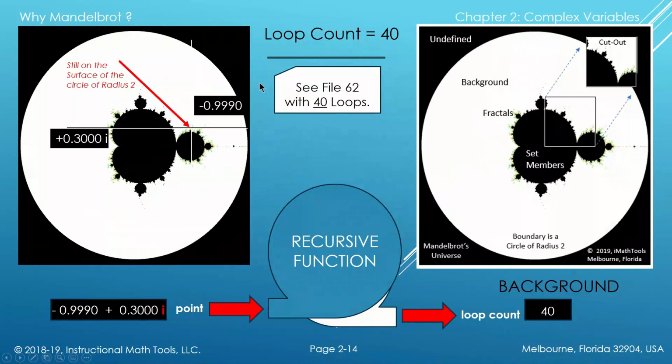Okay, this point, we got a loop count of 40 coming back. This time it's not into the fractals yet, but it's really close to the fractals. It's still in the white border. When we fed it in last time, we came out with a count of 40. And now we're going to go look at the run file for the 40 loops of this particular point.